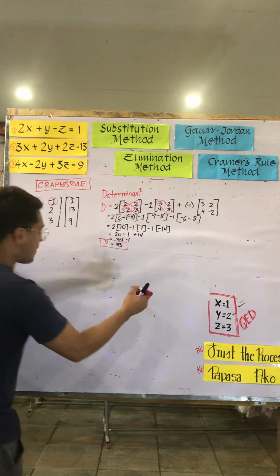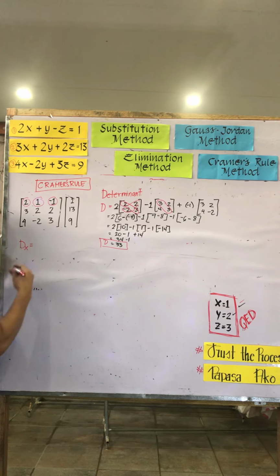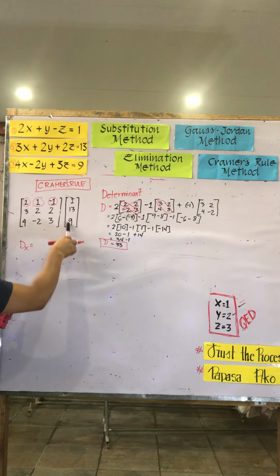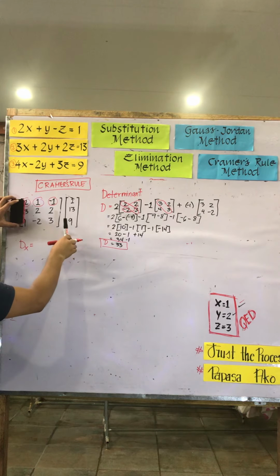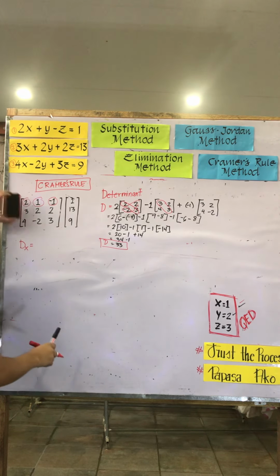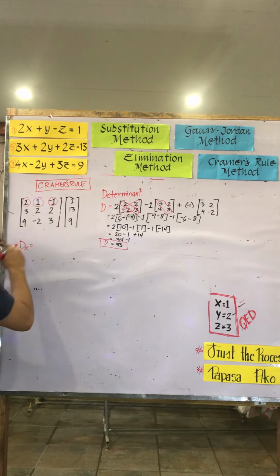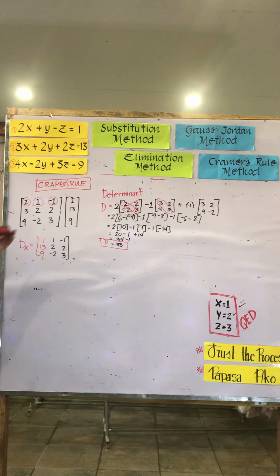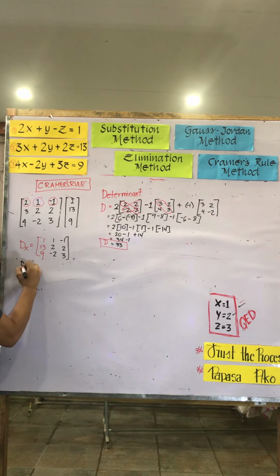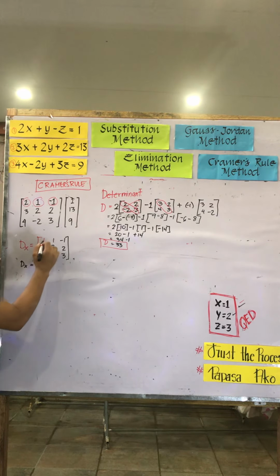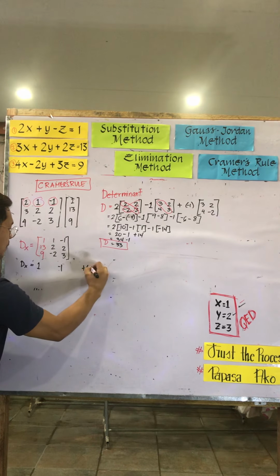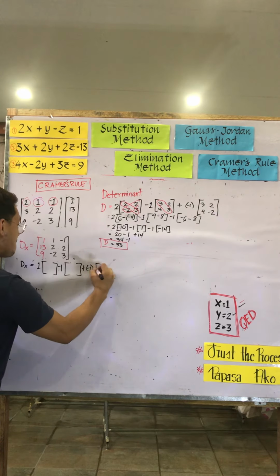Okay, let us proceed first in finding the value of D sub x. Like what I said a while ago, the first column will be our x. Therefore, the constant values 1, 13, 9 will be our first column. You have to disregard the first column 2, 3, 4 and change it to 1, 13, 9. Then copy the second column 1, 2, negative 2, and the third column negative 1, 2, positive 3. Then proceed with the same procedure as in the determinant. Therefore, D sub x is equal to 1 minus 1 plus negative 1. Let us find out what our matrices will be.